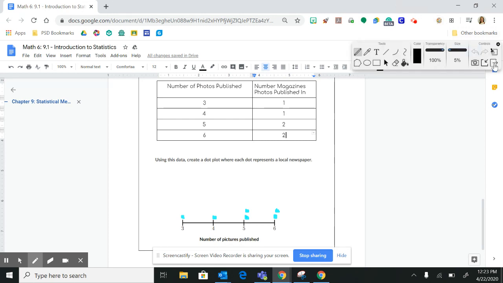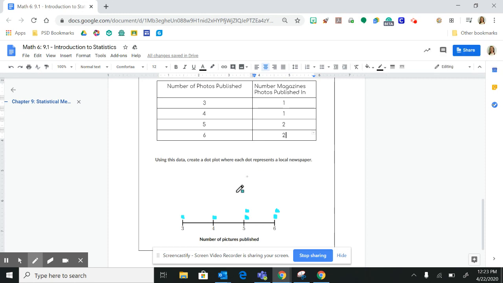So for example, a question that I might ask about the data is what was the most frequent number of photos published? And I could say both 5 and 6 were the most frequent photos that were published. I could also ask myself, what is the range of this data? So what is the minimum amount of photos he published and the maximum? And I could say my range was from 3 to 5. My data ranged, or from 3 to 6, sorry.